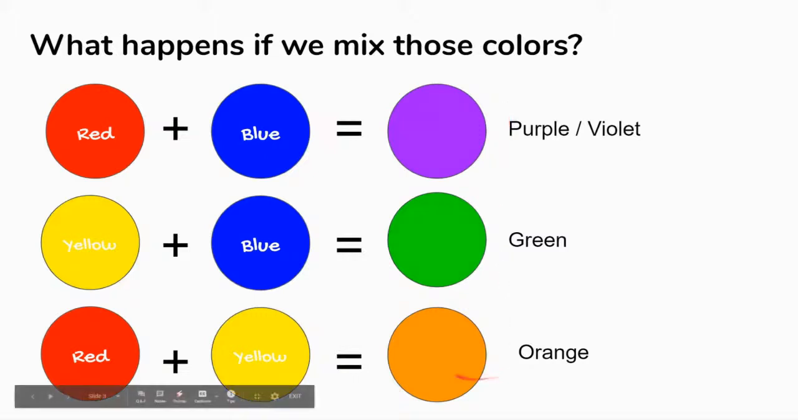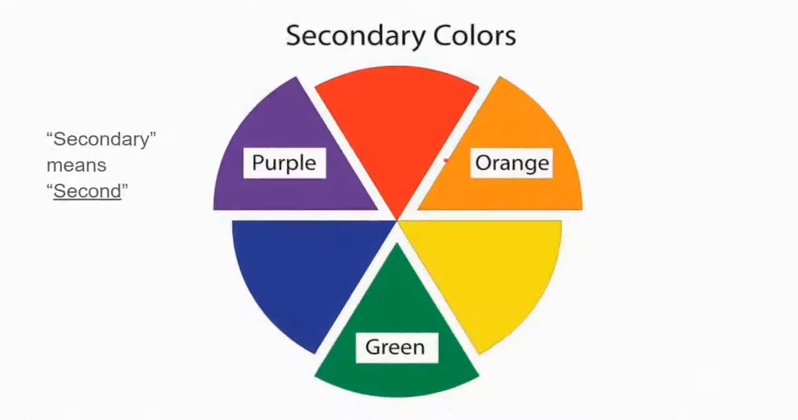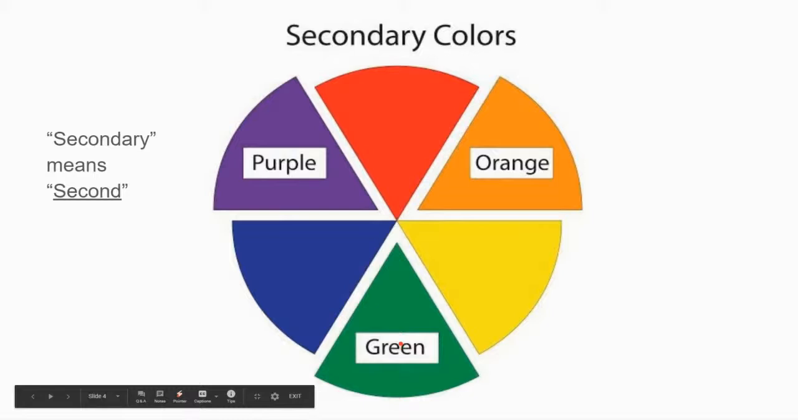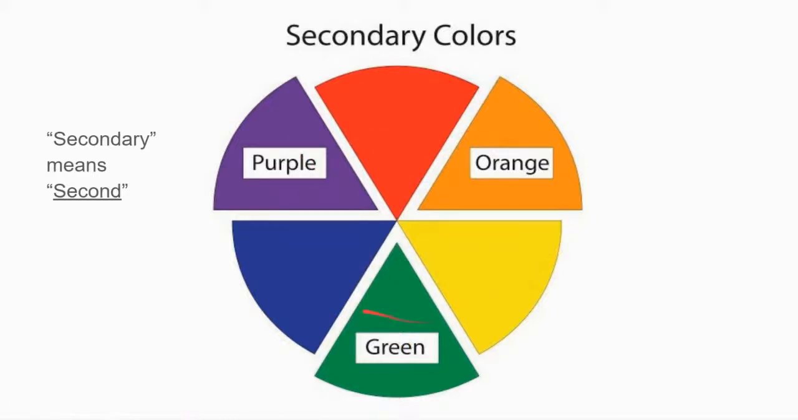So these three colors we can get by mixing our primary colors, our red, yellow, and blue. What do you think we call these three colors? We call them secondary colors. Secondary just means second. We get them by mixing our primary colors. So if we look here at this circular graph, we can see our blue, our red, and our yellow. Those are our primary colors, and then we have purple, orange, and green. Those are our secondary colors that we just made by mixing our primary colors. You see they all go in a nice row here.